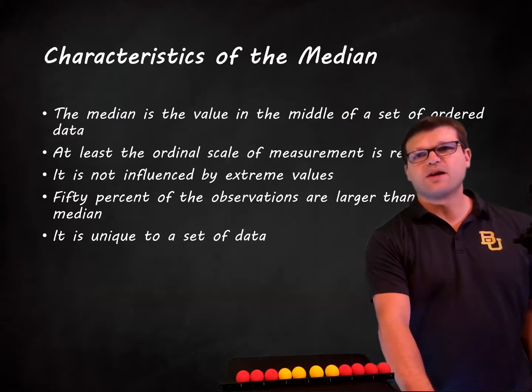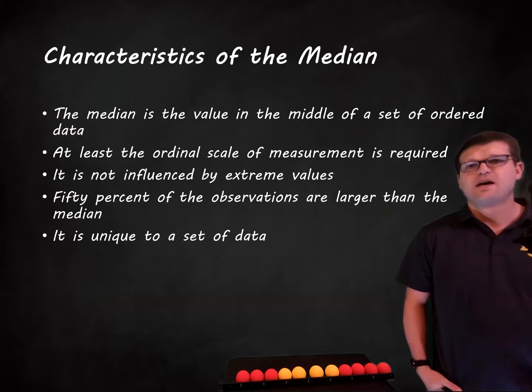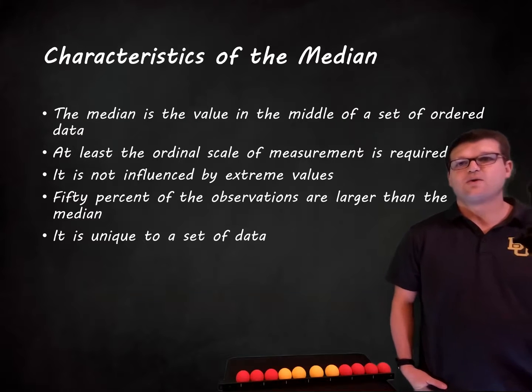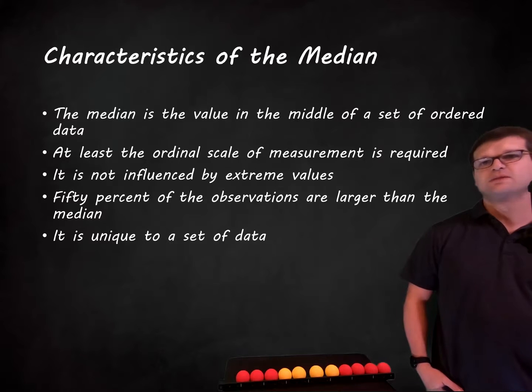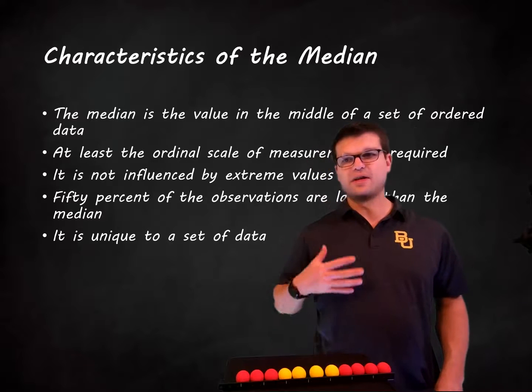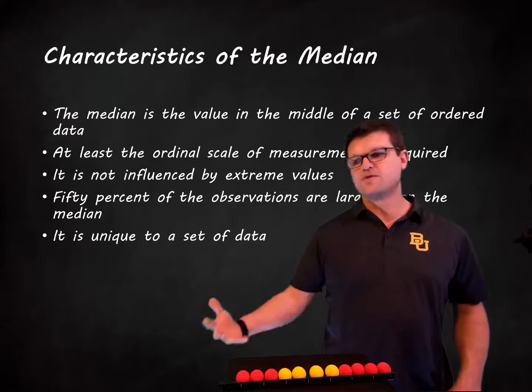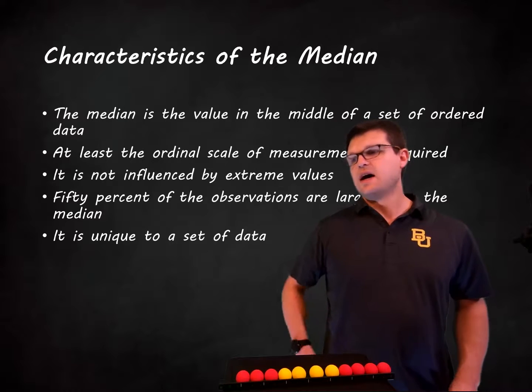Okay. So characteristics of the median: it is the value in the middle of a set of ordered data. At least the ordinal scale of measurement is required. In other words, you can have things that are in order: first place, second place, third place, fourth place, fifth place. It doesn't have to necessarily be numerical.